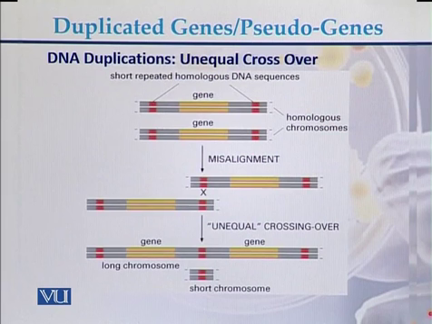DNA duplication due to unequal crossover. These are two genes, gene 1 and gene 2, which are present on homologous chromosomes, and due to misalignment between these two genes, we can see that in the chromosome both genes have been inserted on the same chromosome. So this is the second phenomenon of DNA duplication, that if there is unequal crossover, that can also result in DNA duplications.